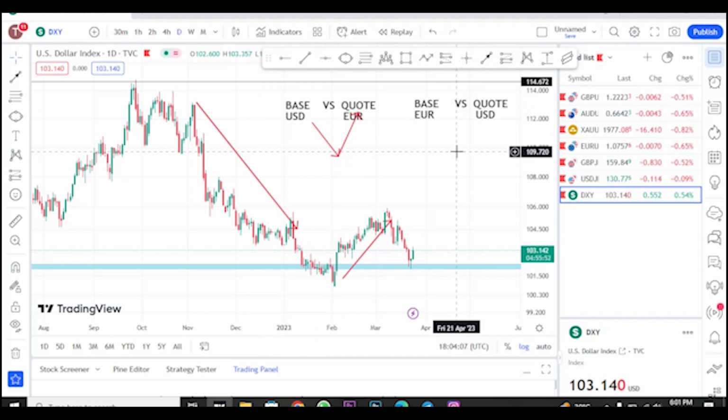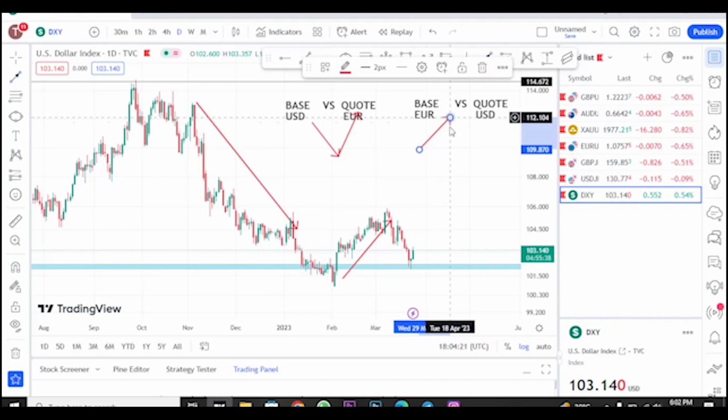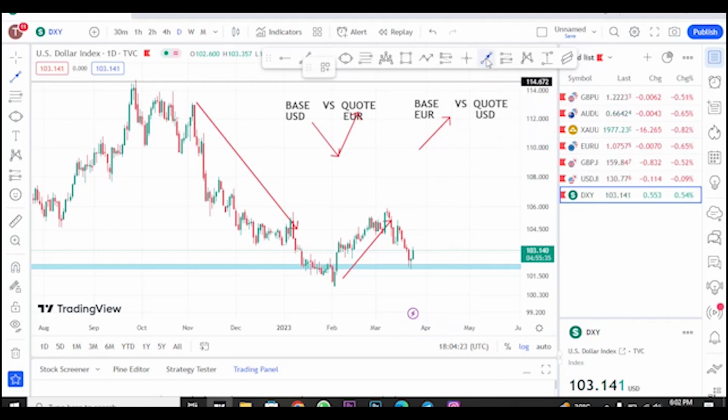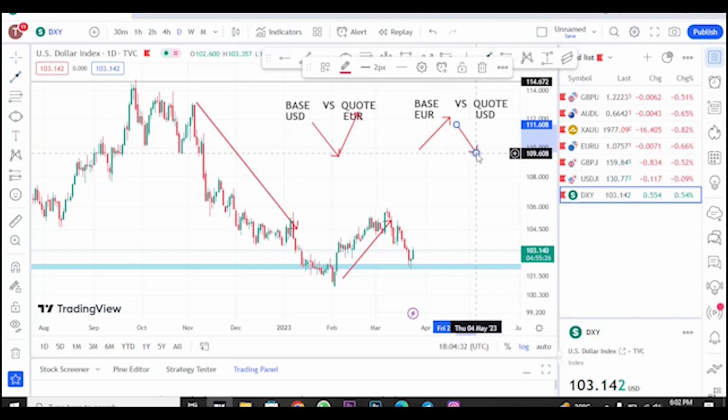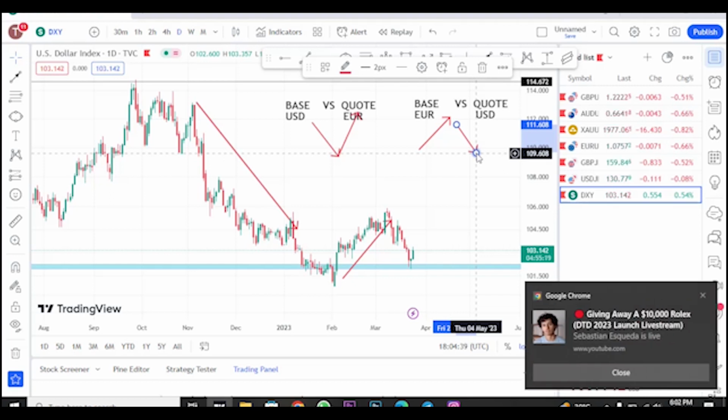Vice versa, when the US dollar is the quote currency in another currency pair: when the US dollar is moving in a bearish type of movement, that particular currency pair will be moving in a bullish type of movement. And when the US dollar is moving in a bullish type of movement, that particular currency pair will be moving in a bearish type of movement. So that's basically the US dollar index, that's how its perspective is.